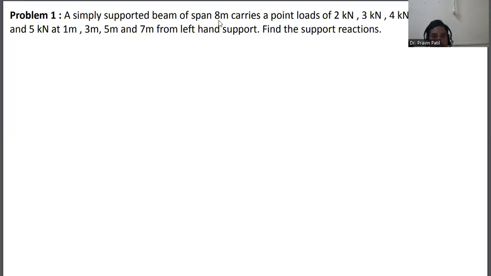The simply supported beam of span 8 meter carries point loads of 2 kN, 3 kN, 4 kN, and 5 kN at 1 meter, 3 meter, 5 meter, and 7 meter from the left hand support. Find the support reaction.